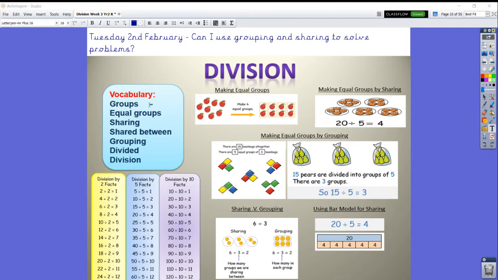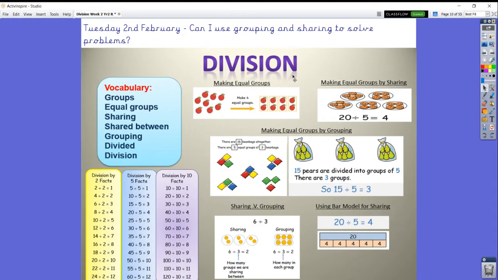So let's remind ourselves of our vocabulary. We've got groups, equal groups, sharing, share between, grouping, and division. We have then got our areas we've been looking at, which is we're making equal groups. We've been then sharing them out, one for you, one for me. We've been making equal groups, so by taking 5 objects at a time, taking 3 objects at a time. Today we're going to be thinking about that sharing or grouping. Which one do I use? We have been linking it to the bar model, and we've got our division facts of dividing by 2, 5 and 10, which we'll look at later this week.